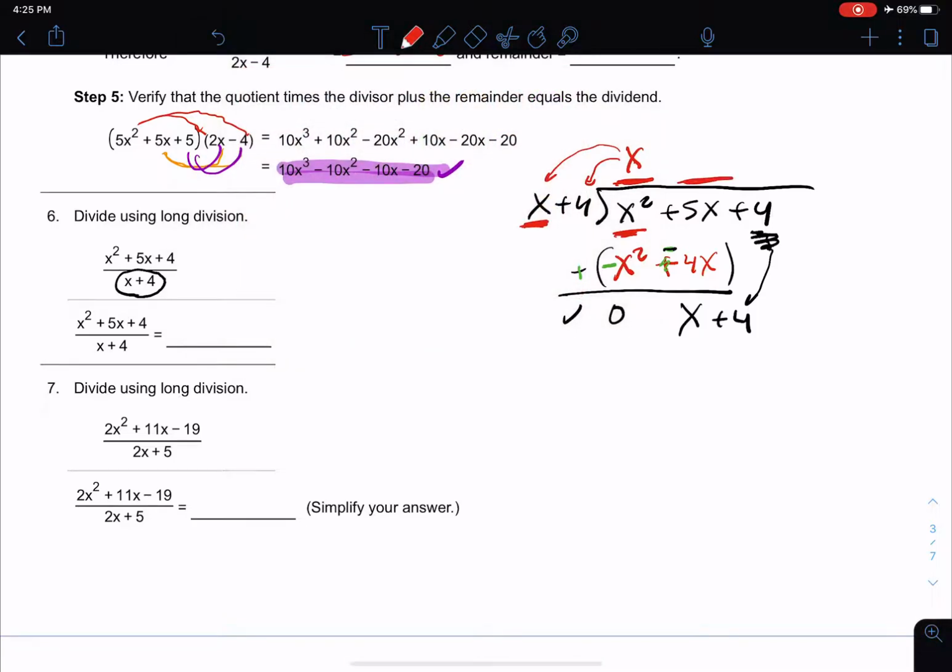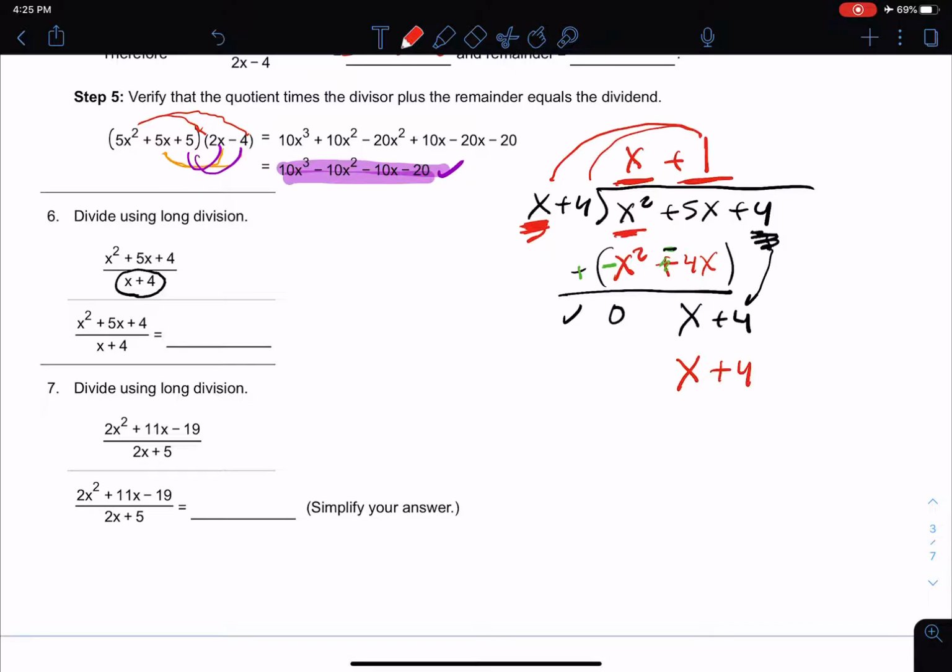Question mark. The question mark is what times x gives me x? And I think I heard everybody yell out 1. And that is correct, because I can show you distribution. 1 times x is x, and 1 times 4 is 4.